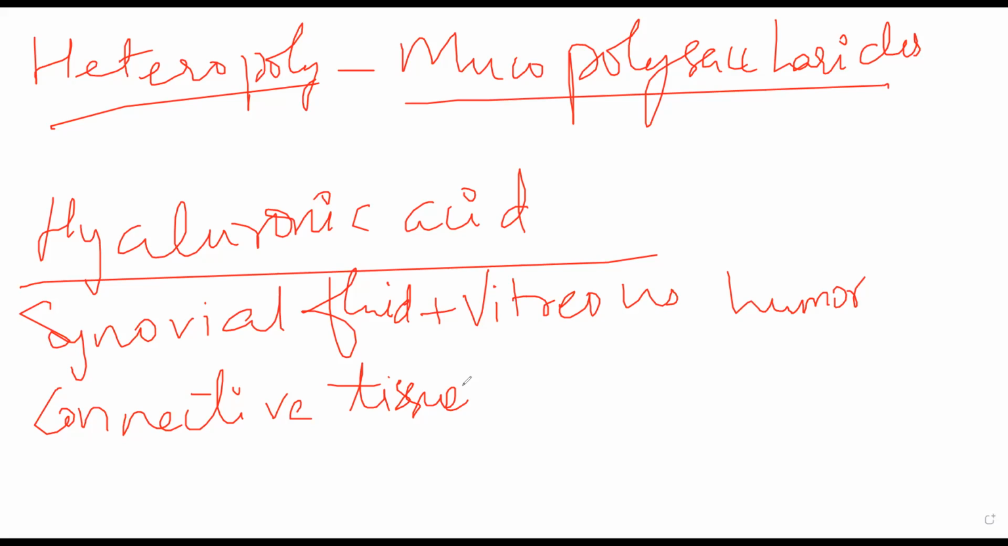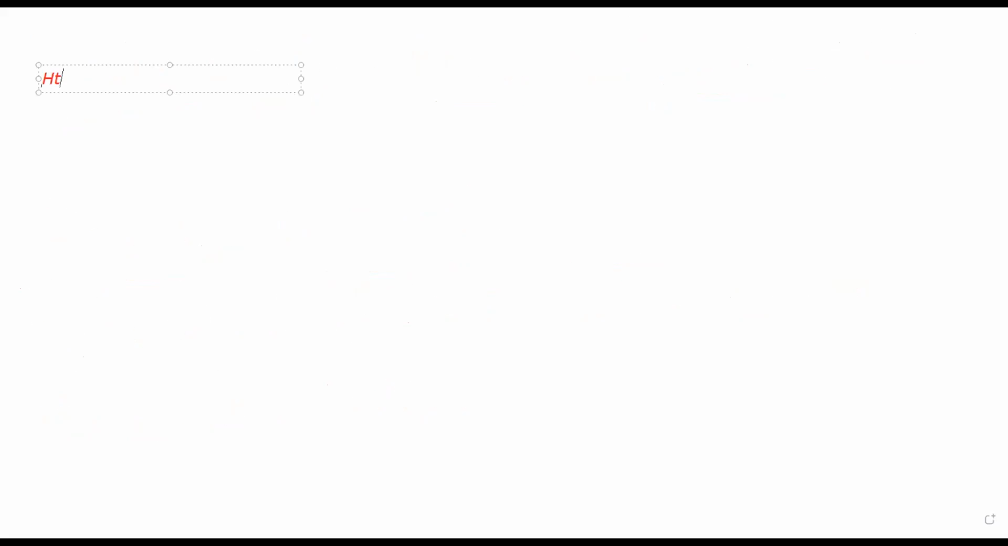Now, this is made up of alternating units of glucuronic acid and N-acetyl glucosamine. Okay, if you break down hyaluronic acid, you will get two main units of sugar. Okay, that is glucuronic acid plus N-acetyl D-glucosamine. Okay, you get these two structures.